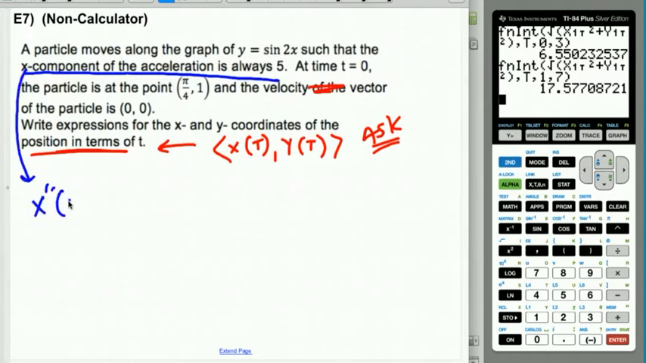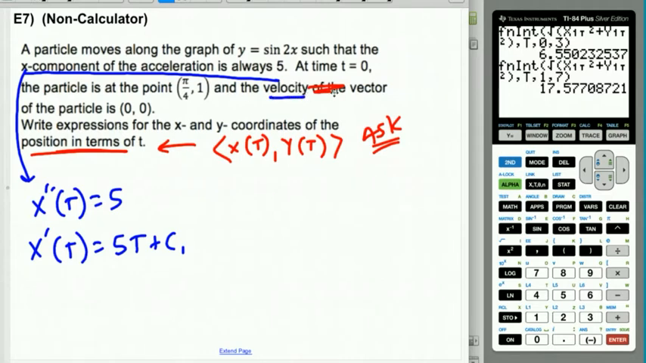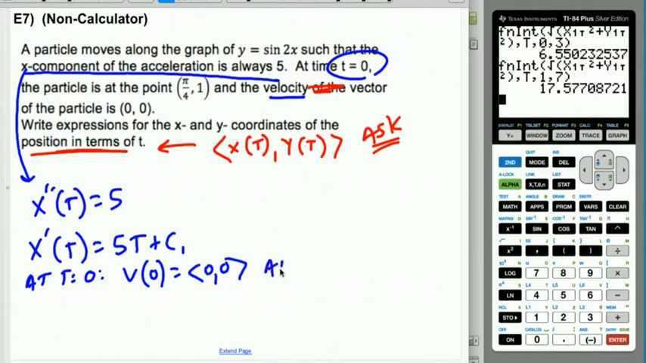X double prime of t is always 5. Cool. That gives me enough information to find x prime of t. X prime of t is 5t plus some constant. Because I know that the velocity at time t is 0, the velocity is 0, 0, right? So I know that at t equals 0, I know two things. I know that v of 0 is 0, 0, and I know that the position, whatever the position is, x of 0 is pi over 4, and y of 0 is 1, right?